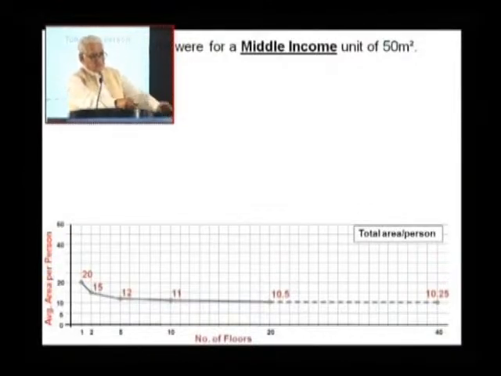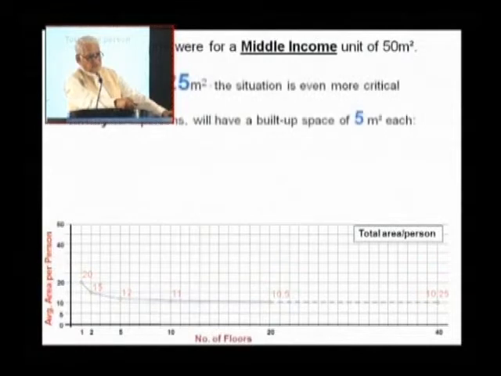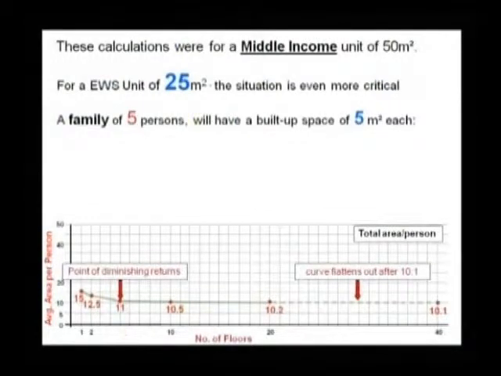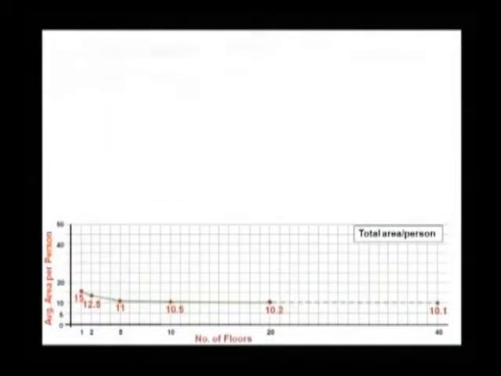Now, these calculations were for middle income units. If I go to the units for what is called economically weaker sections, EWS, by the government, which is 25 meters per family, which is 5 meters per head, the numbers there start flattening out much, much earlier. And so at about 5 stories, I really don't get more density.